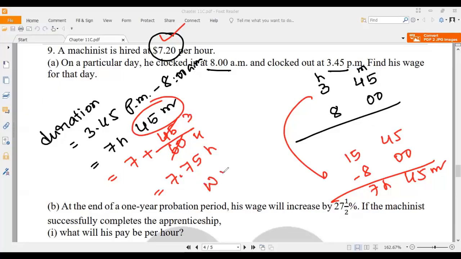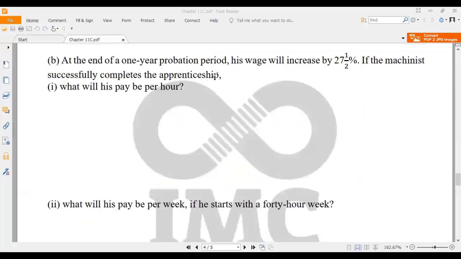So what will be his wage right now? He will get on that day 7.75 multiplied by $7.20. After multiplying these two, we will get our final answer. After multiplying 7.75 by 7.20, we will get $55.8. So you will get $55.8 on that day.